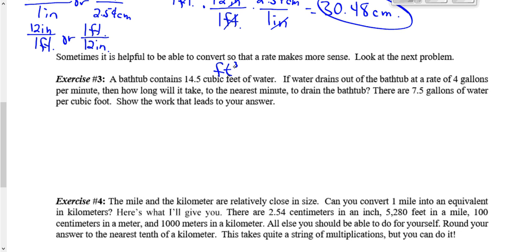It drains at a rate of 4 gallons per minute. Oh, so that's confusing, right? It has 14.5 cubic feet, but then they're telling us it drains at a rate of 4 gallons per minute. So I guess we're going to have to convert cubic feet into gallons. How long will it take, to the nearest minute, to drain the bathtub? Oh, they gave us a conversion. Thank God. What's the ratio of gallons to cubic feet?